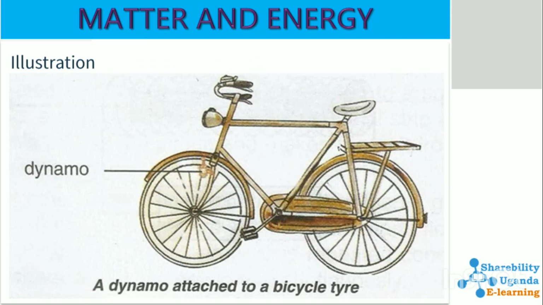This is a dynamo on a bicycle. It is fixed next to a tire, and it has a point that connects to the tire. So when the bicycle is being ridden, that tire makes a certain part on that dynamo rotate, generating electricity, which makes the lamp of that bicycle light.